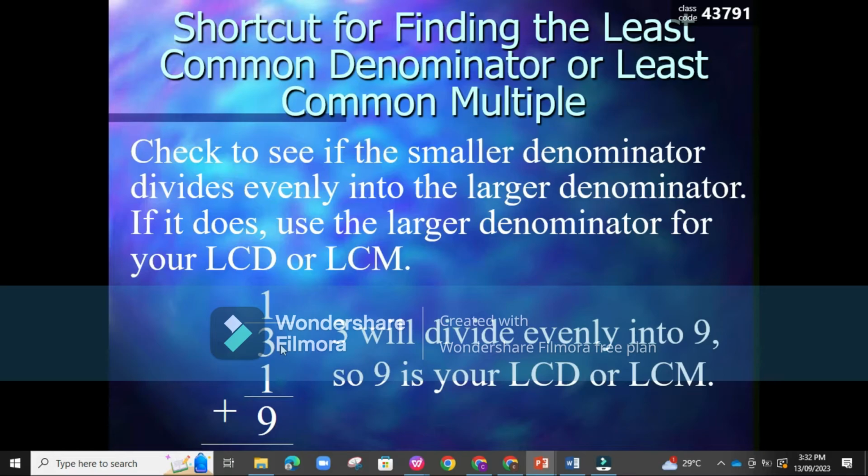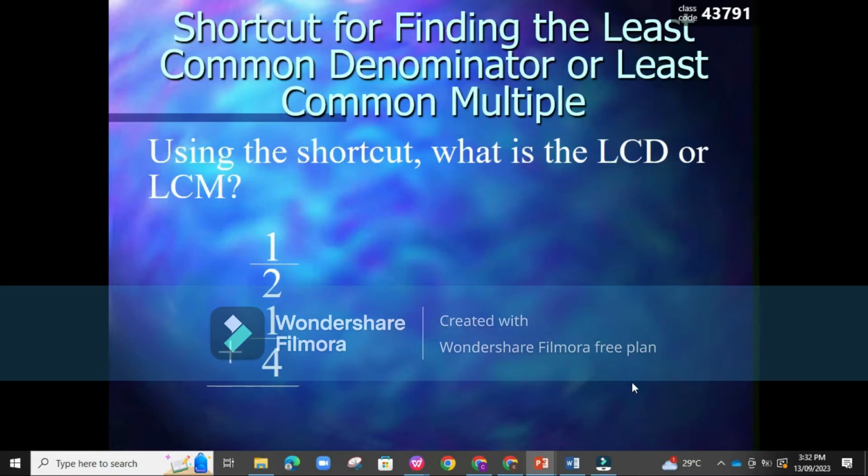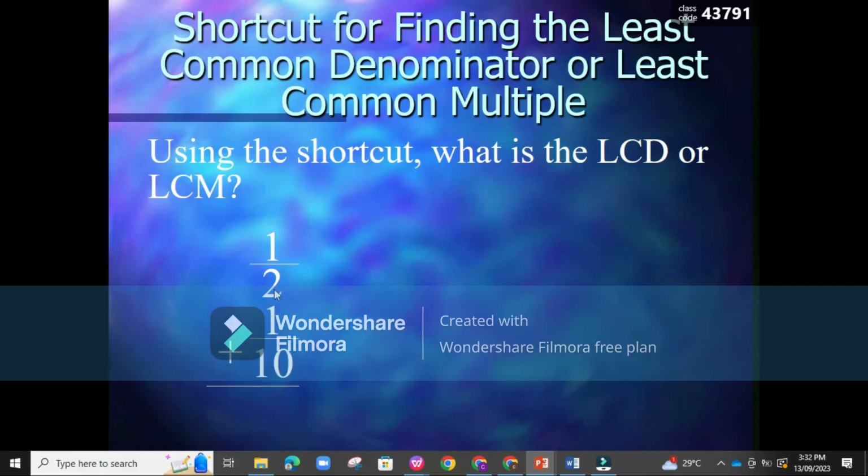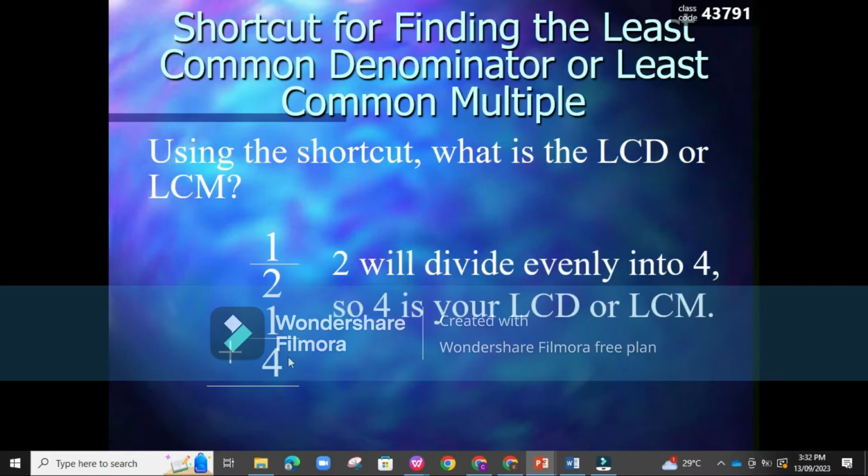You don't need to list down the multiples, okay? You don't need to do that because this is the shortcut way. Since it's the bigger denominator, if 9 is exactly divisible by 3, then automatically 9 is your LCD or LCM. Next. 1/2 and 1/4. Okay, using the shortcut, what will be the LCD or LCM? So we have here 1/2 and 1/4. 4 is the larger denominator, and 4 is exactly divisible by 2. Since 2 will divide evenly into 4, 4 is your LCD or LCM.